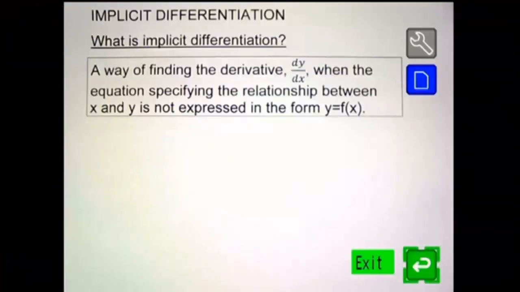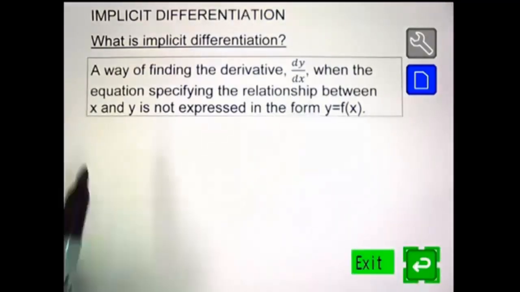I'd like to talk a little bit about what implicit differentiation is, how you go about using it, and when you would use it. So let's just start here. Basically, intuitively, informally, I guess I should say, implicit differentiation is a way of finding the derivative dy over dx when the equation specifying the relationship between x and y is not expressed in the form y equal to a function of x.